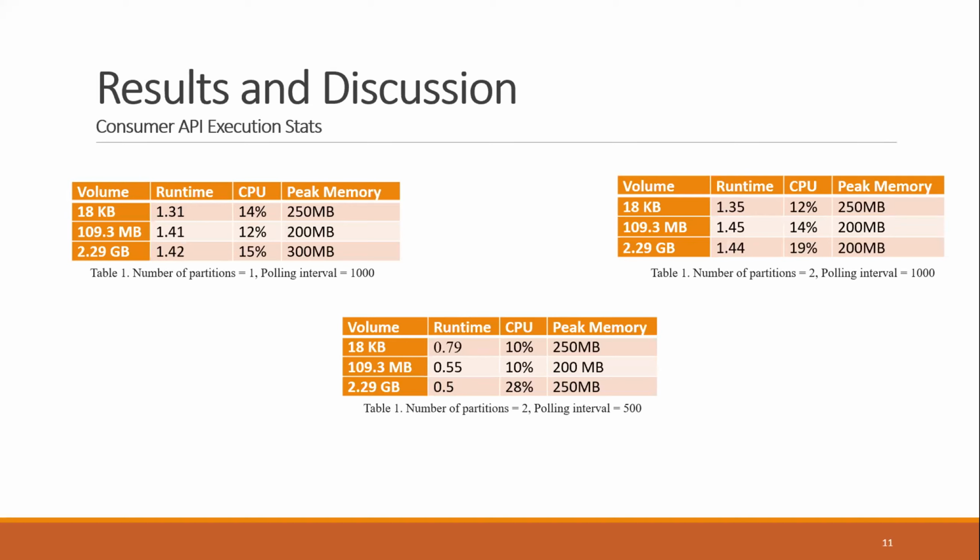And these are the API stats for the consumers. You can see that we have tweaked the number of partitions and the polling intervals. When the polling interval is reduced from 1000 to 500, there is a significant improvement in performance. You can see the run times are drastically improved in the consumer API, because the polling interval is reduced and the number of partitions is also increased. In that case, the data is replicated across the nodes.